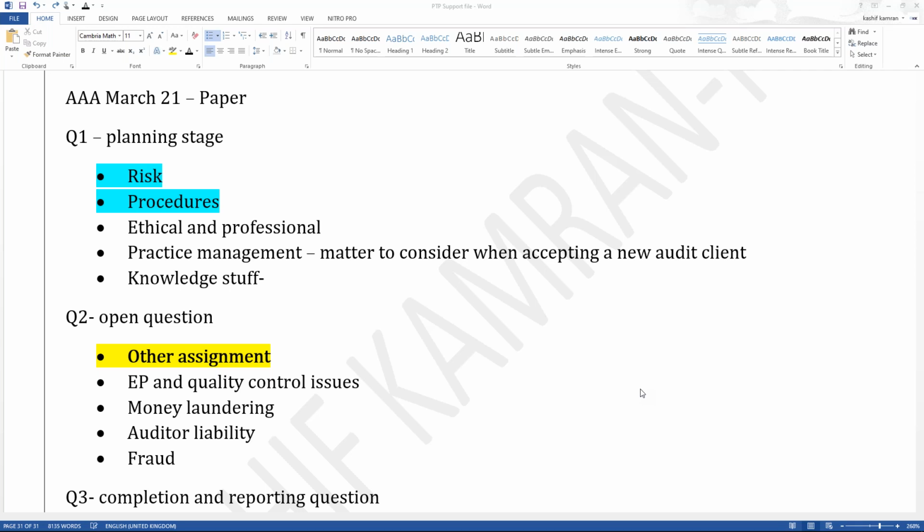Study effectively, keep yourself protected, and ensure that you are in a safe environment, because with COVID everywhere, you need to keep yourself secured and safe, so that you progress well towards your exams as well. Keep yourself healthy, keep yourself energetic, and keep yourself on the right track for success in the AAA paper, right?